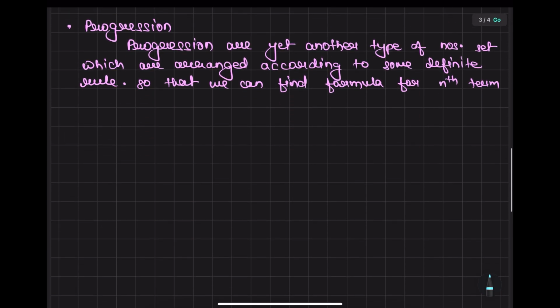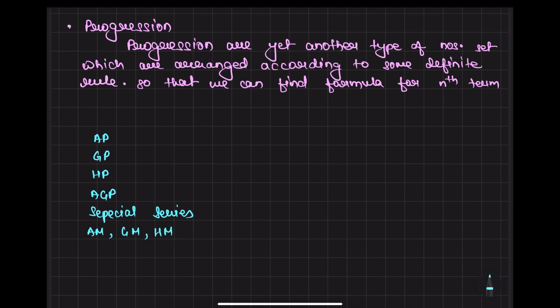Now while dealing with progression, we will deal with arithmetic progression, then geometric progression, then harmonic progression, then arithmetic geometric progression. Then we will deal with special series. Later we will deal with AM, GM, HM. So these things we will deal with in this chapter.